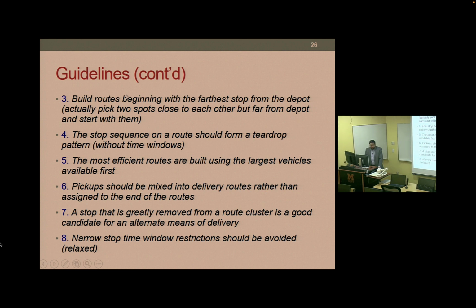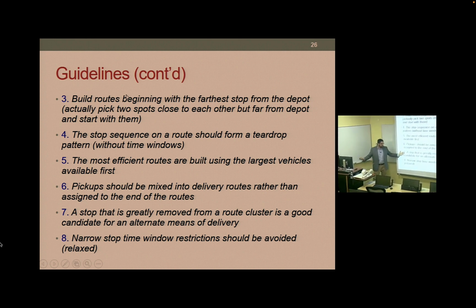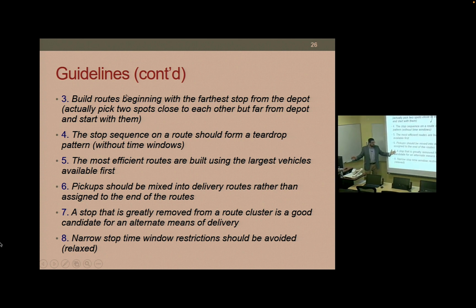So look at point 7. A stop that is greatly removed from a route cluster is a good candidate for an alternative means of delivery. So you might send a small truck just to do that one faraway stop, which has no other customers near it, or you might just outsource that delivery. So you can look at these outliers separately.